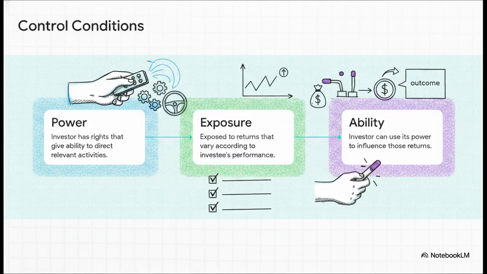And here's the thing, it's not just about owning a bunch of shares. IFRS 10 requires 3 very specific conditions to be met before you're legally forced to consolidate. First up, you need power over the investee, meaning you have the actual rights to direct their relevant activities. Second, exposure to variable returns, so your returns go up or down based on how that subsidiary performs. And third, the ability to use your power to affect those returns. If you check all 3 of those boxes, boom, consolidation is mandatory.